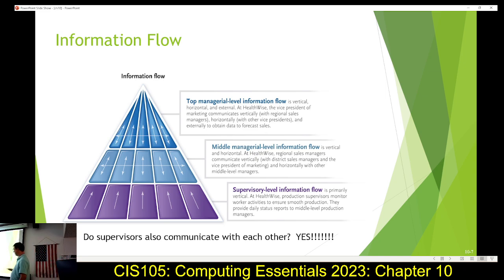So my issue with the bottom part of this is, you'll notice that the arrows are only pointing which way on the bottom part of this? Up. They're not pointing down, because usually supervisors have to supervise employees, right? So there should probably be arrows pointing down. And then I asked the question, do supervisors also communicate with each other? Yes, they do. They do that a lot. So my issue with this also is, there's no line that goes across like in the other levels, as well there should be.